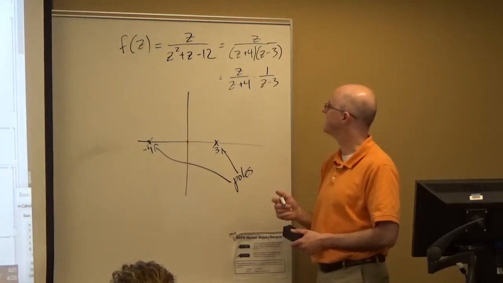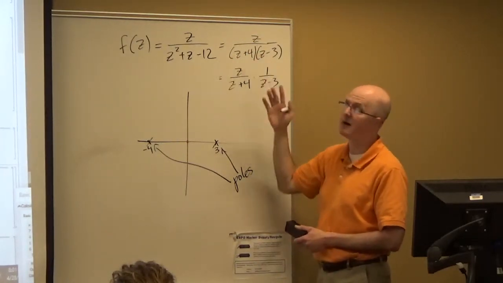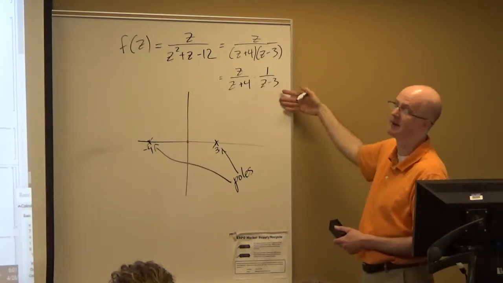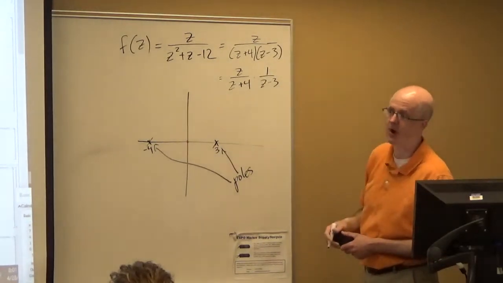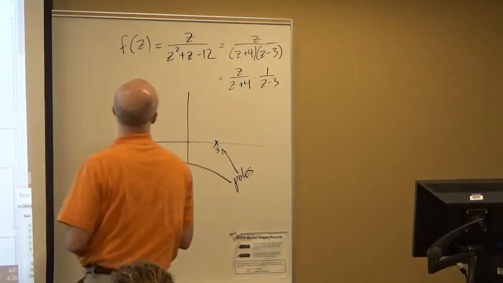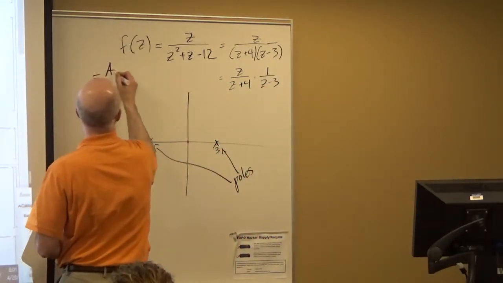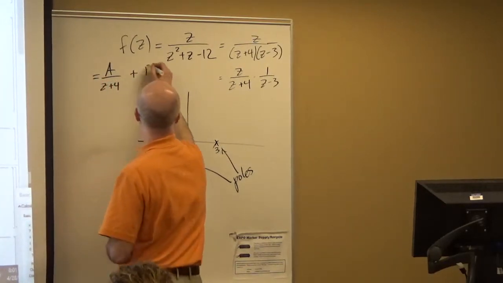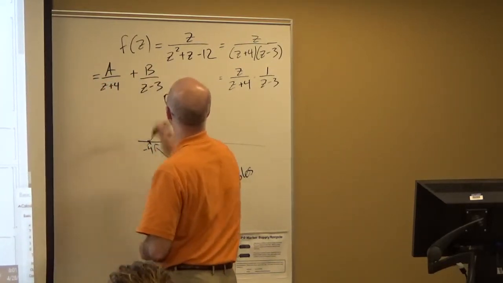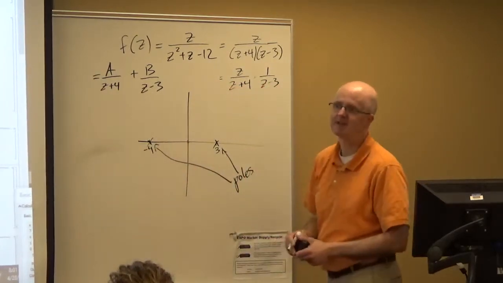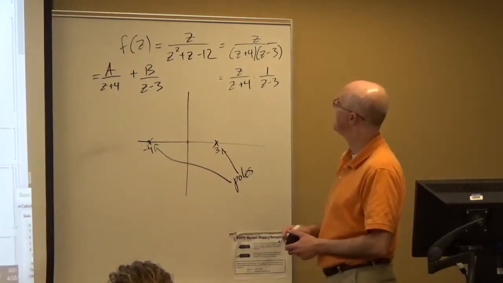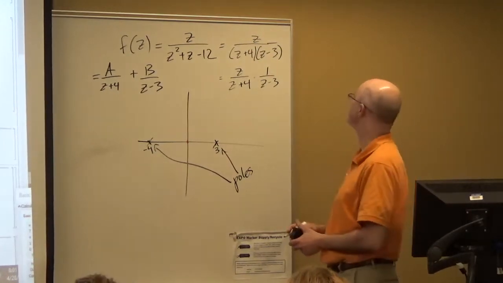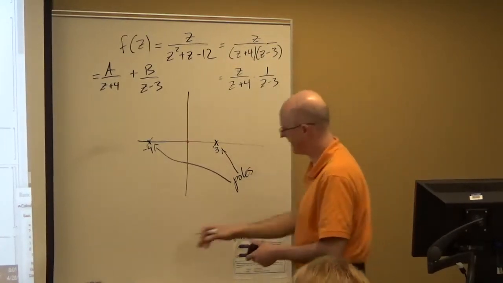Perhaps what's a little simpler is to expand it as a sum of 2 fractions, something over z plus 4 plus something else over z minus 3. In other words, use partial fractions. Can we write this function as some constant a over z plus 4 plus some other constant b over z minus 3? The answer is yes, you can. And the quickest way to solve for the coefficients a and b would be to look at the equality between these two things.